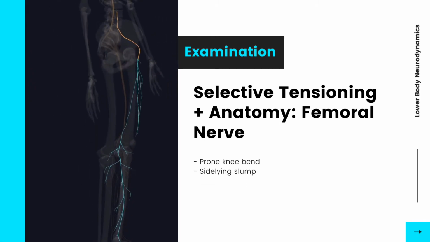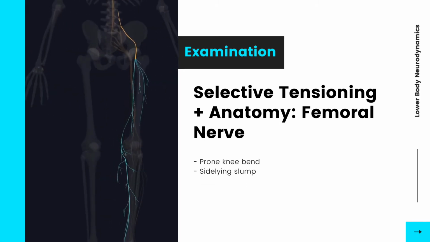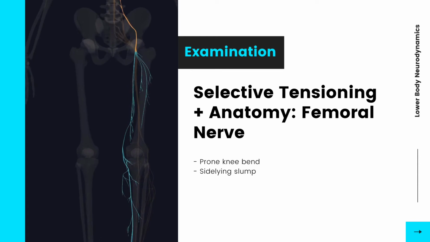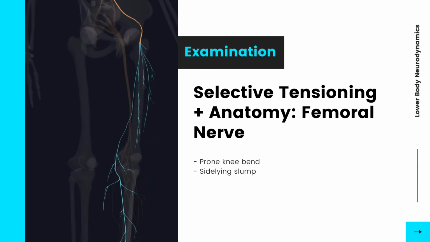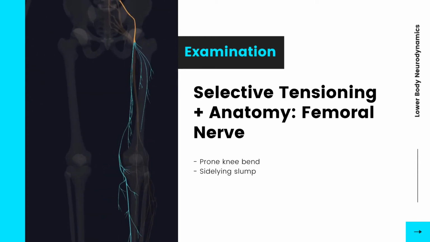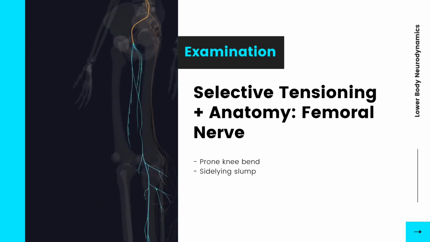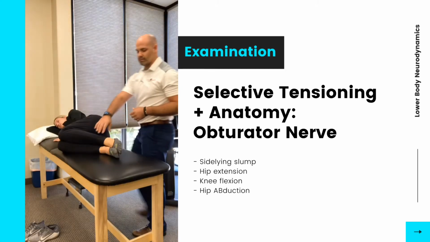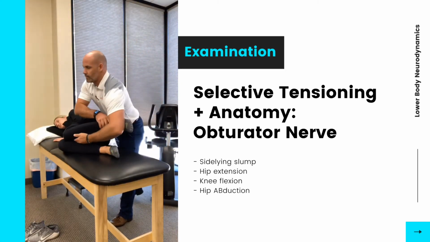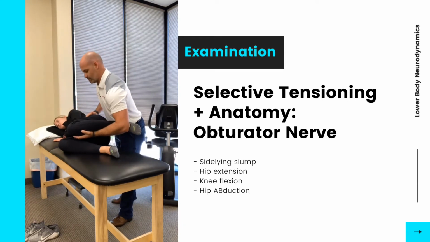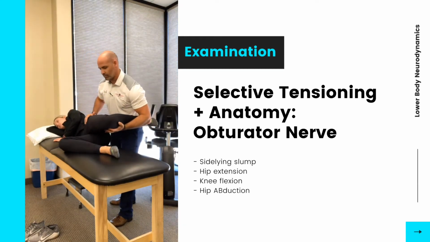If we look at the distal branches, we can see that ultimately these branches will go anterior to the knee joint. Thus, a good amount of knee flexion plus hip extension is important in order to tension this nerve. This is the side-lying slump position I mentioned in the previous video. For the femoral nerve, we will take up knee flexion and hip extension.